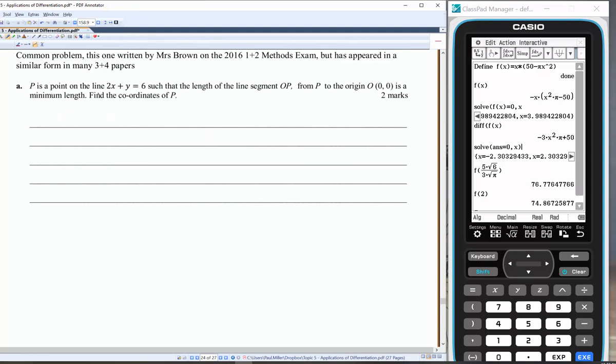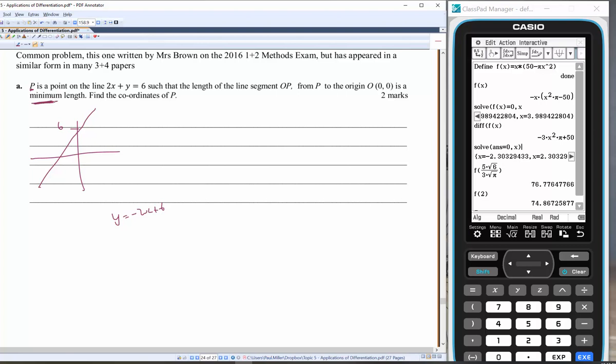All right, so P is a point on the line 2x plus y equals 6, such that the length of the line segment OP from P to the origin is a minimum length. So P is some sort of a point on this line. So let's try to visualize it. That's going to be y equals negative 2x plus 6. So it's 6, it's got a negative gradient. P is a point such that the length of the line is minimum length.